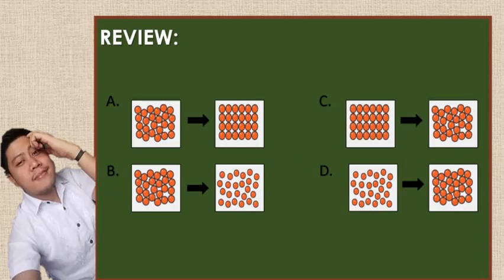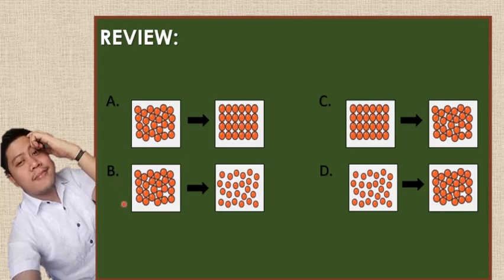Before that, we will have a review. Last week we studied the different phase changes that take place in water. So the first one, from liquid, this is the arrangement of liquid particles, and this one is solid. Liquid to solid is, yes, correct, that is freezing.